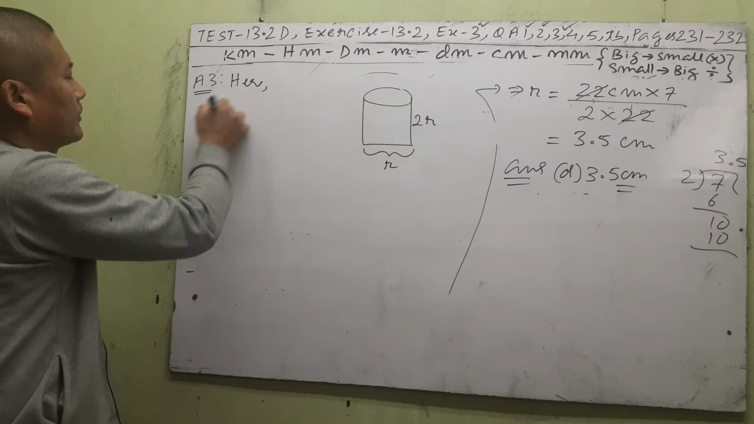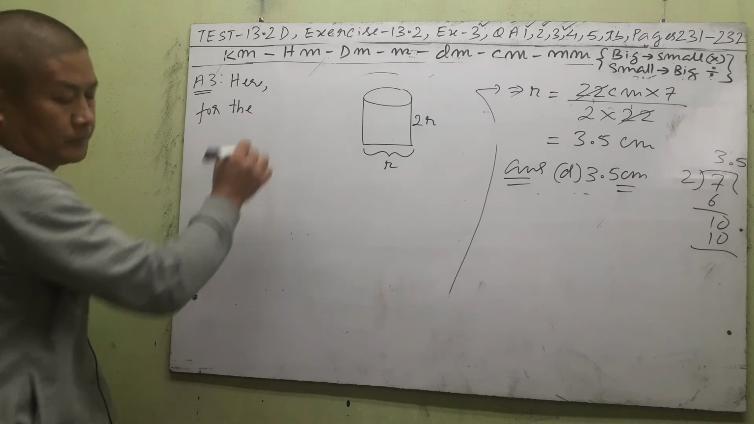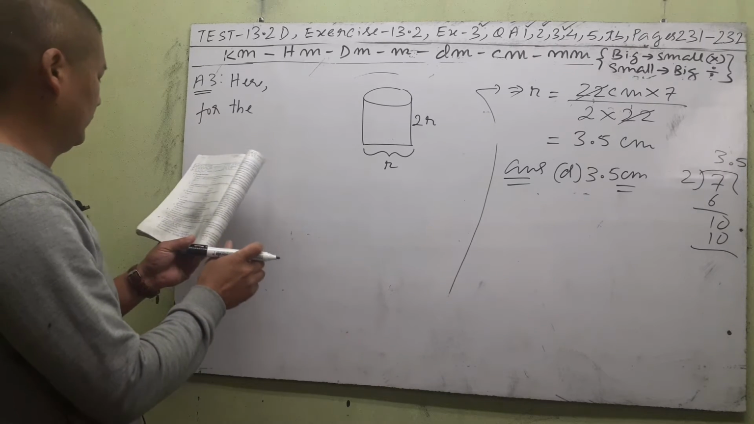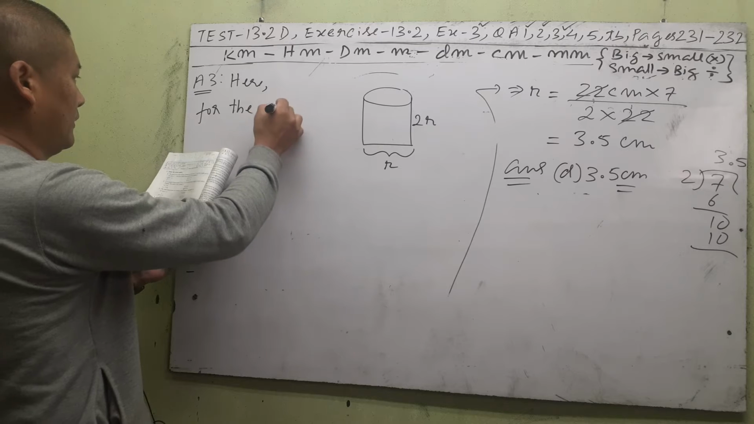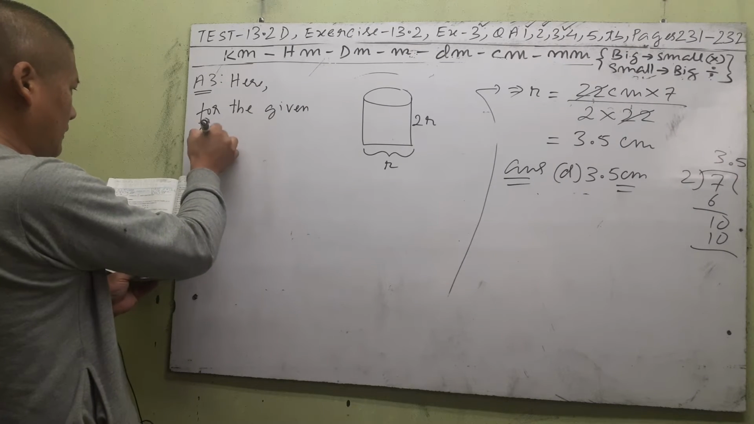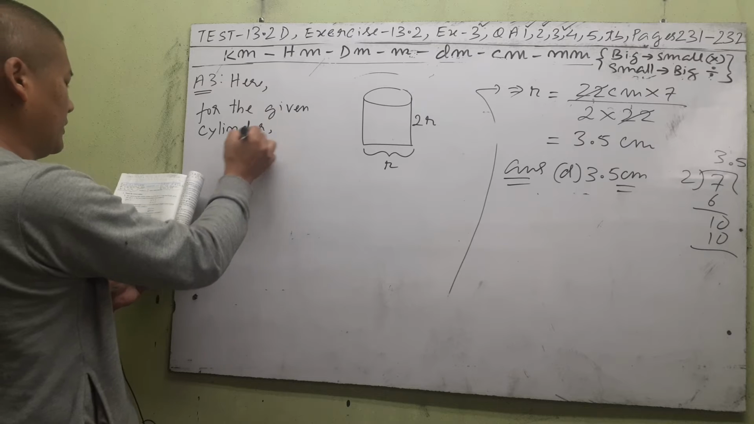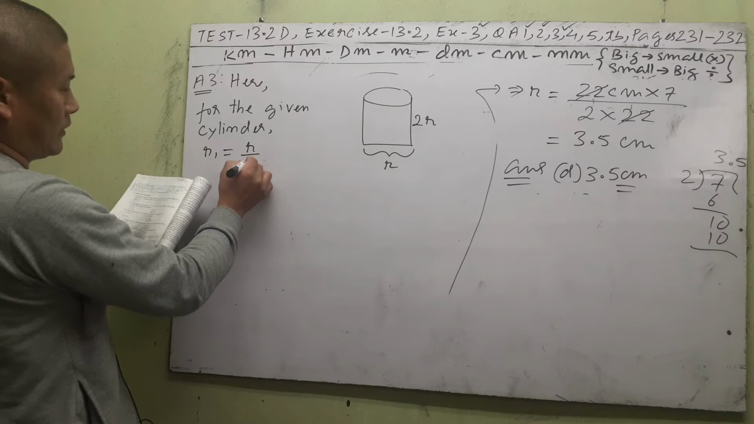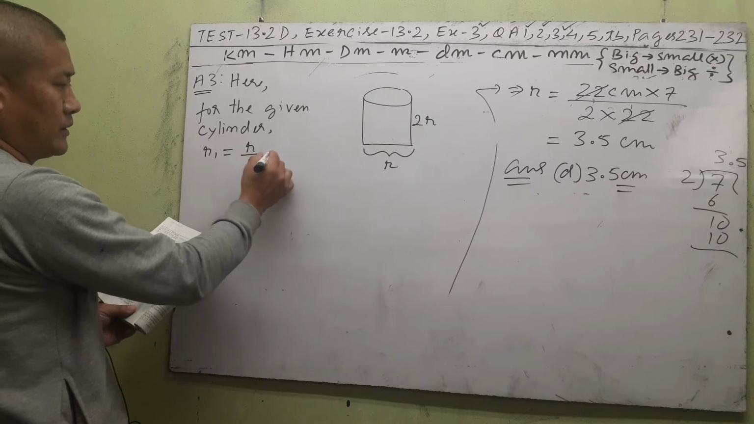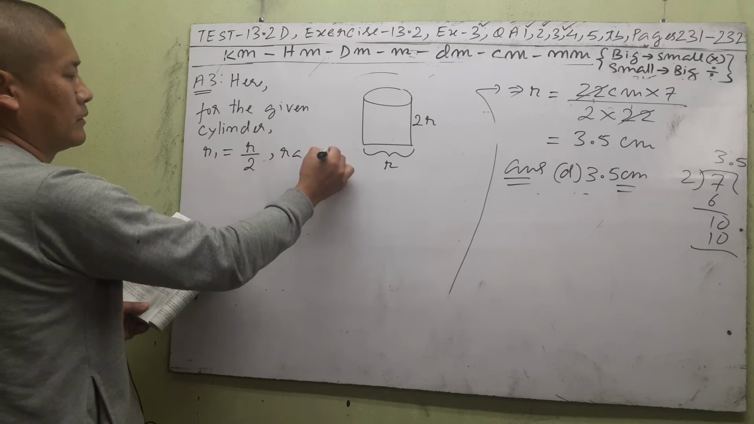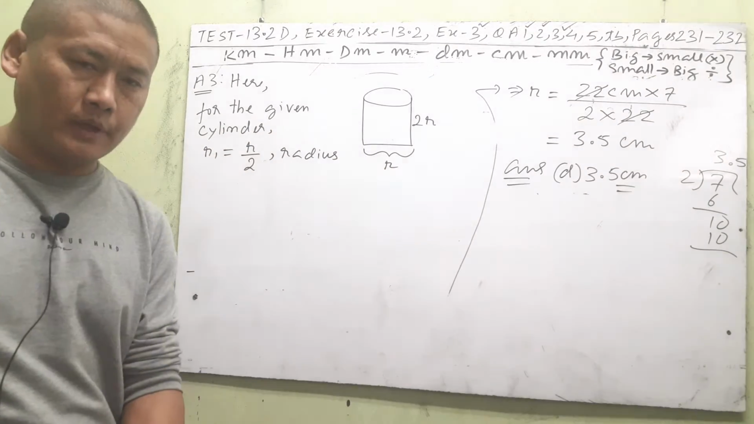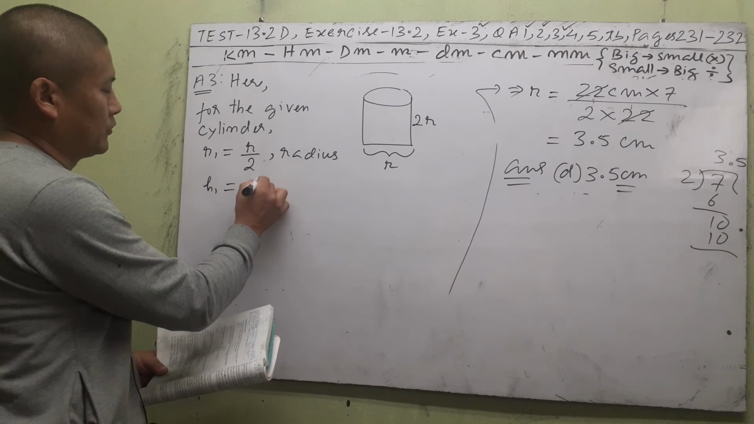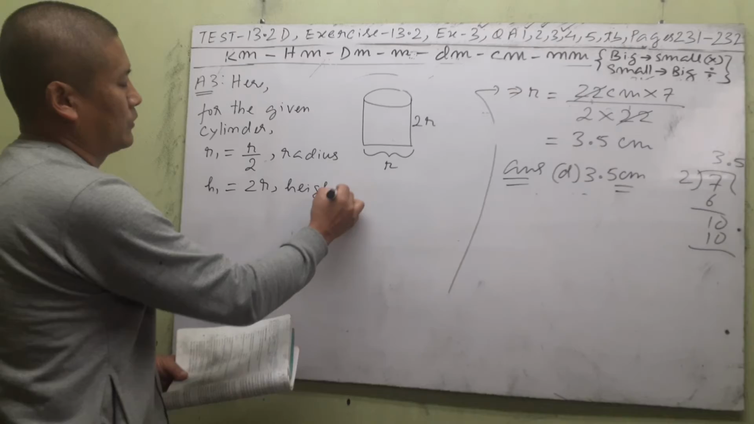So here, for the given cylinder, clearly that is mentioned. Let us say R1, its radius, is equal to diameter R divided by 2. So the radius is the diameter divided by 2, and in this case the diameter is R. Then its height, let's say h1, is equal to 2R, which is the height. The question clearly says that.